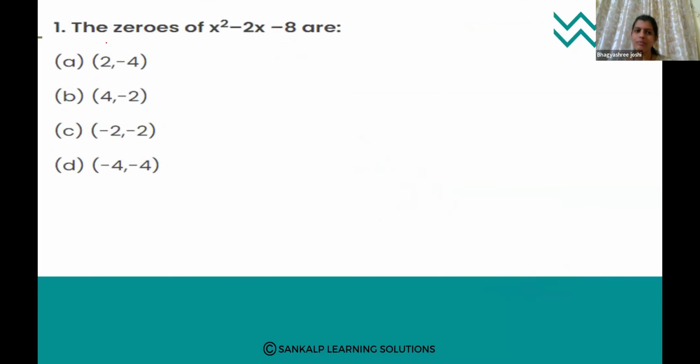Next one. The zeros of x square minus 2x minus 8 are, yes, this is very simple question. Again, do factorization method, find out the factors. So answer it. Okay. So, by using factorization method, tell me which one is right answer here. 2 minus 4, 4 minus 2, minus 2 minus 2, minus 4 minus 4. Yes, dear children, I am waiting for your answers.